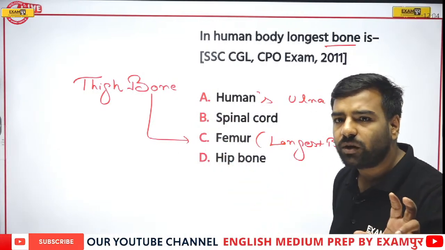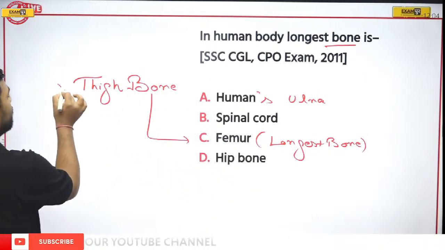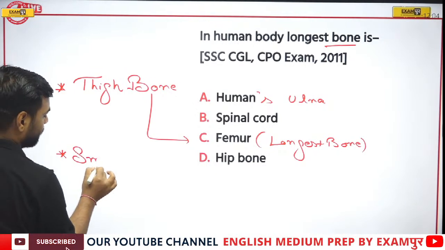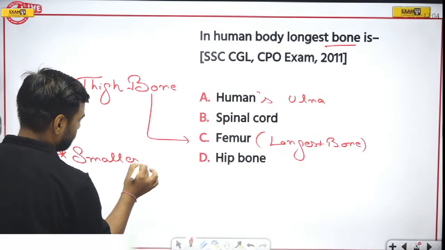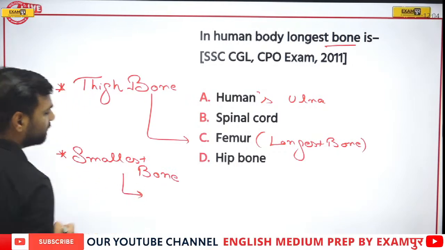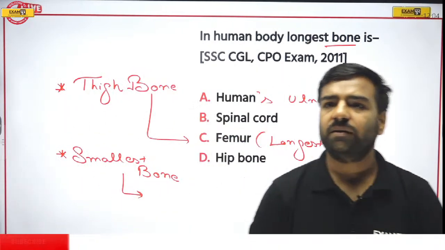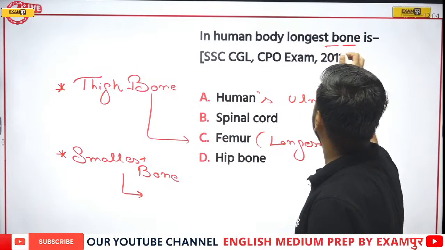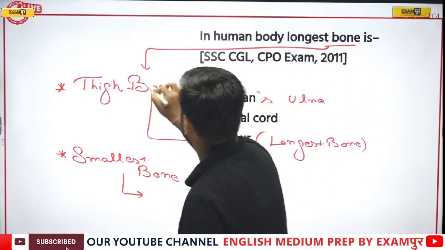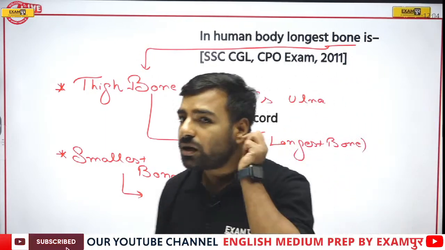If someone asks you about the smallest bone, can you answer this? My other question is, which one is the smallest bone? Because we must be aware of everything, na? So this was the longest bone. Now what will the smallest be? Again I am saying the longest one is present in your thigh, correct? Your thigh, and the thigh bone is the femur. But which one is the smallest? So here we can talk about this part.